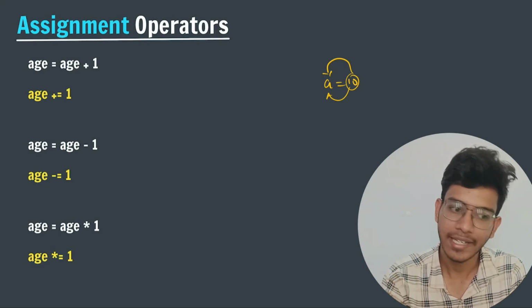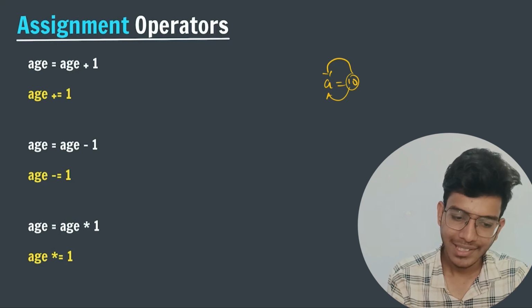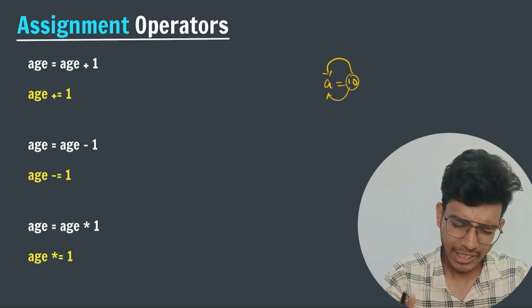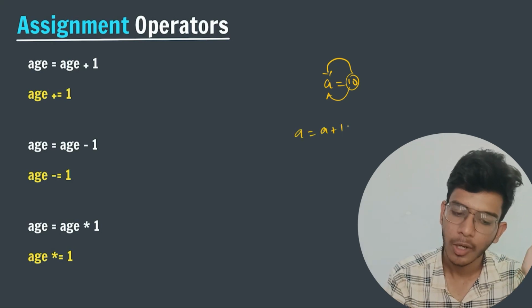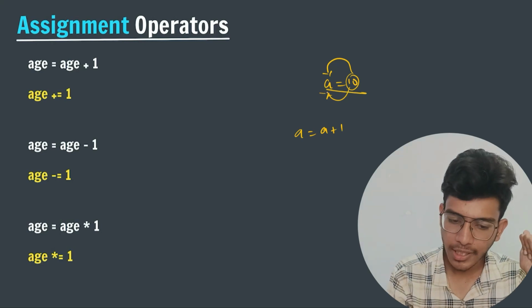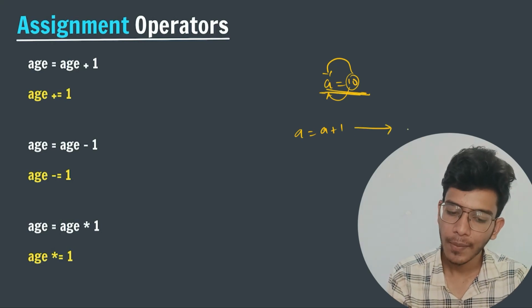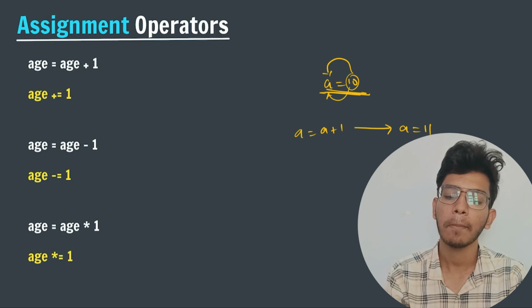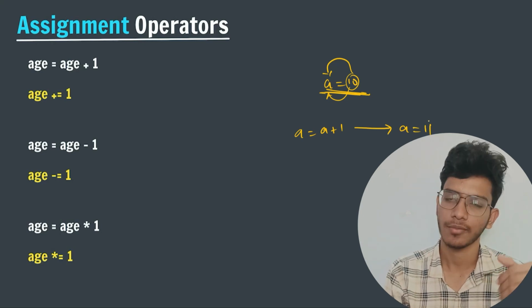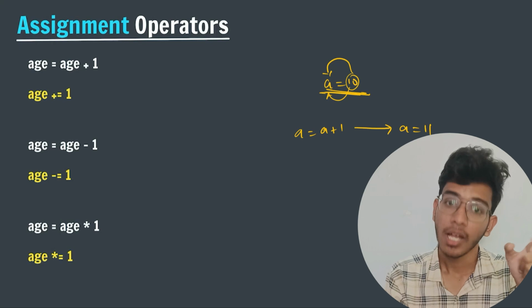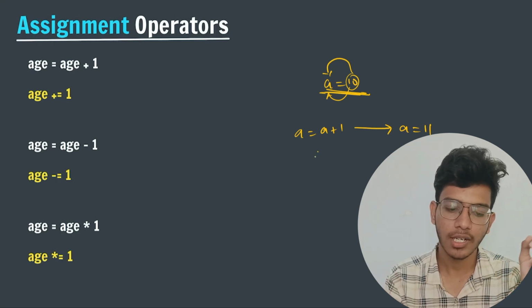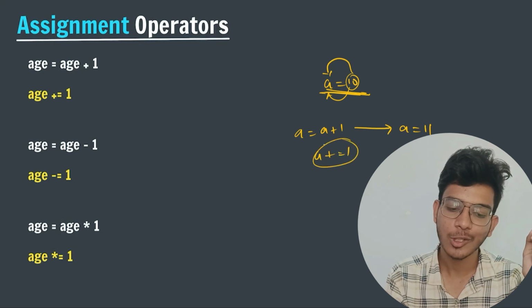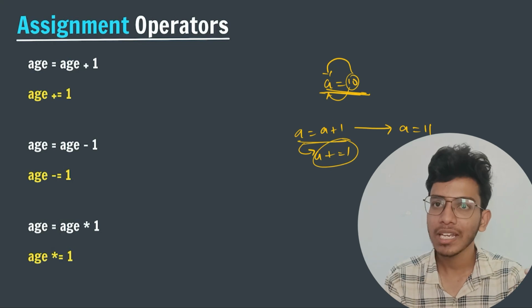We will study that later, but for now let's say there is a variable and I want to increment its value by 1. Then what we will do, we will write a is equals to a plus 1. So what will happen is that now the a value is 10, then the new a value will become 11. Like this we can increment. This is a general method. Now if I want to increment the value of a using a shortcut, then I will write a plus is equals to 1. So this is a shortcut to this long expression. Like this we can increment.